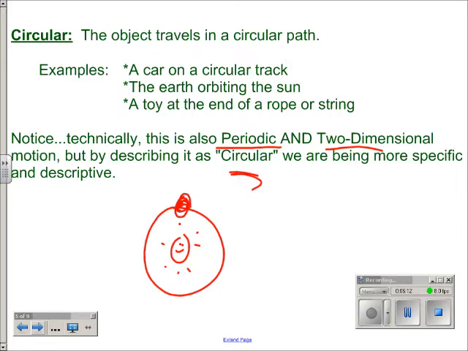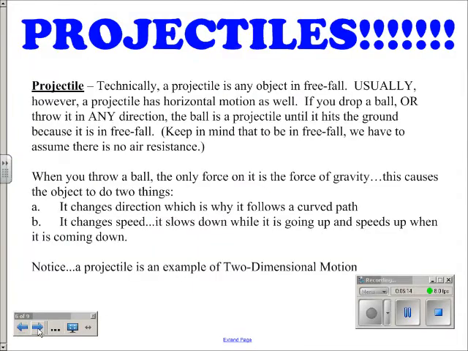Okay, so now we are going to learn about projectiles. So here we have the definition of projectile. Make sure you write this down. It says projectile. Technically, a projectile is any object in free fall. Okay, we've talked about this before. An object in free fall. That means the only force on it is gravity, right?